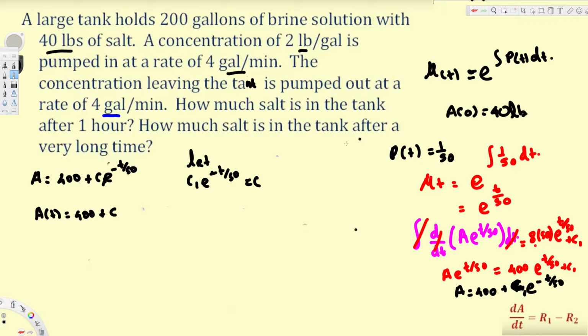And we know that the initial condition we had, A of 0, is equal to 40. So we can equate this equation to this one. This is going to become 40 is equal to 400 plus C. From this one we can find the C value. C is going to be equal to negative 360. Now we can write our function model, and that's going to be A of t is equal to 400, and we found the C value, that is negative 360.